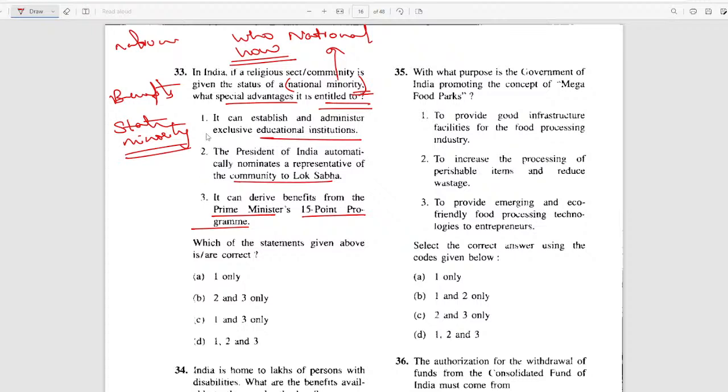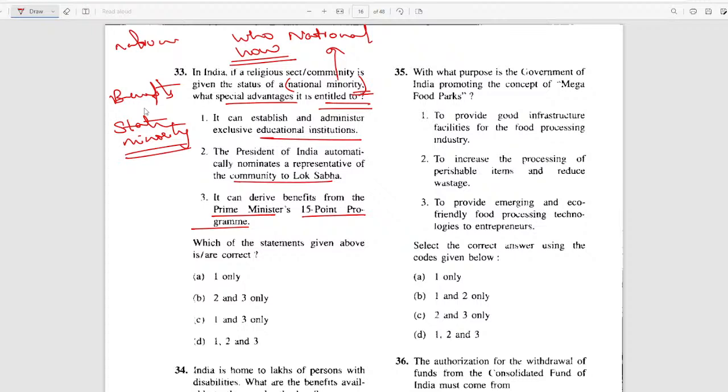Because you have to understand that the constitution is also in your syllabus. For example, if they are declaring any community a scheduled caste or a scheduled tribe, whether a constitutional amendment is required or not, and there are different types of constitutional amendment. So you have to find out what kind of constitutional amendment is applicable for at least declaring national minority, state minority, scheduled caste, scheduled tribes.